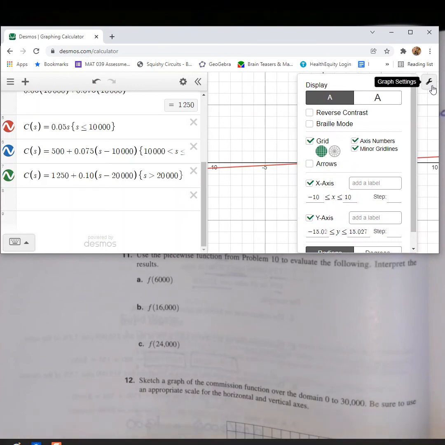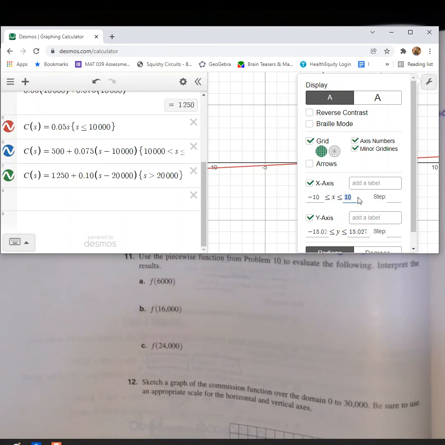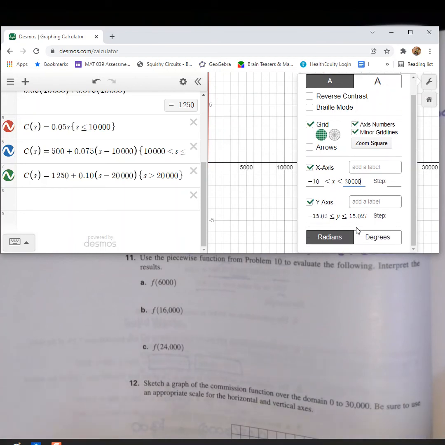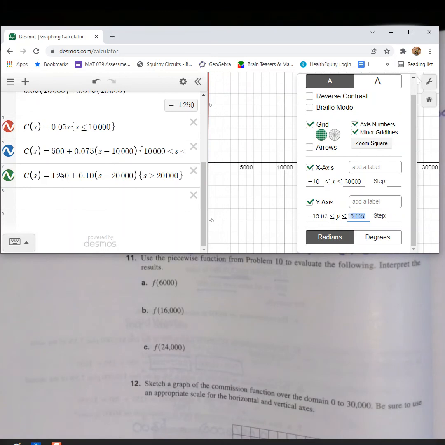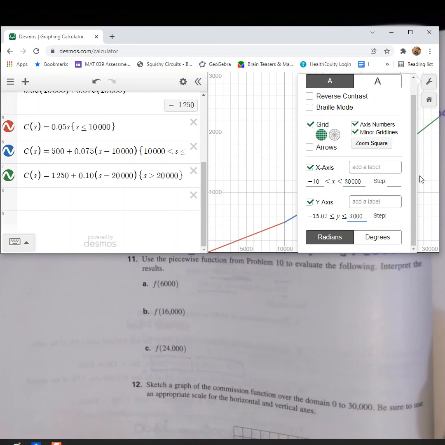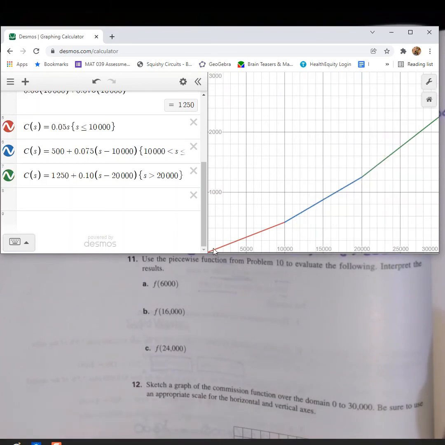I need my inputs to be quite large because my inputs are going above 20,000. So I'm going to take my x-axis for the inputs and make 30,000 very large inputs so that 24,000 is not going to be too close to the edge. And then my outputs. So I know right here at 20,000, I'm at 1,250. So my outputs have to be not up to 30,000, but they have to be above 1,250. So let's just go for 3,000. Close my graph settings, and you can see the three pieces.